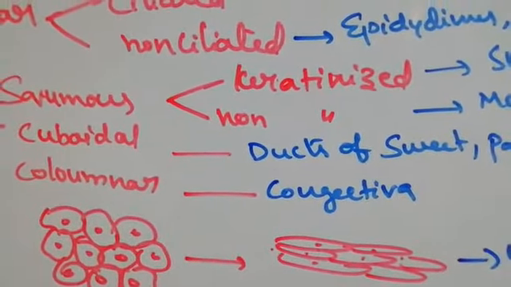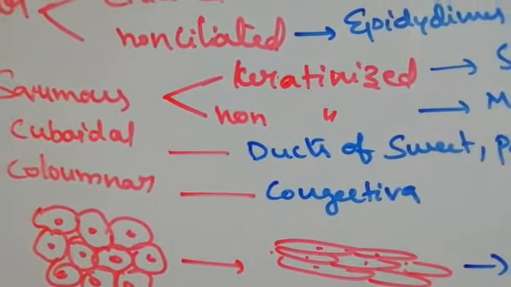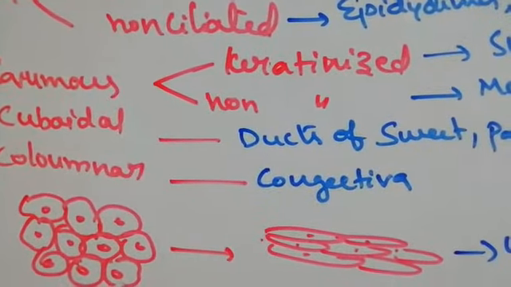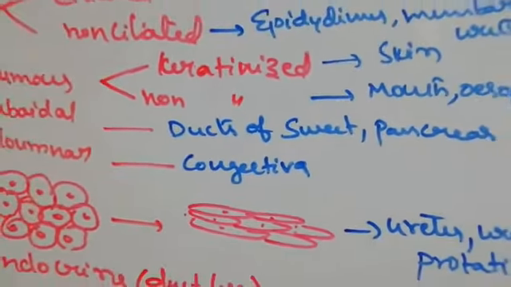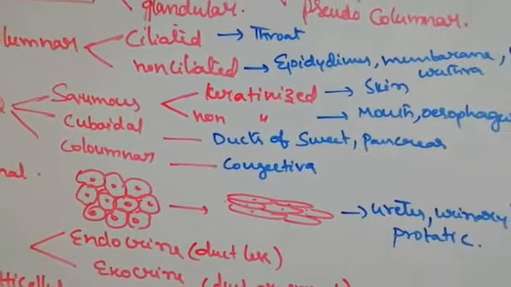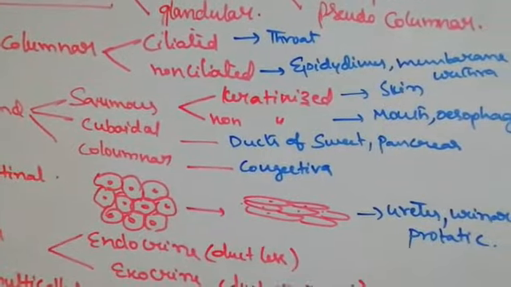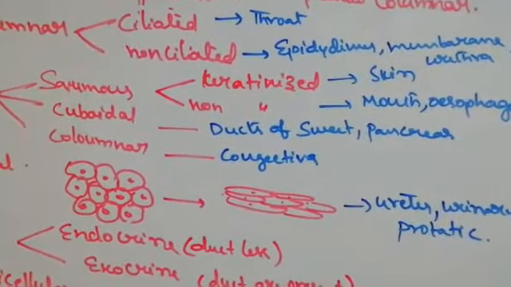The example for stratified squamous keratinized tissue is skin. Stratified squamous non-keratinized tissue is found in the mouth, esophagus, pharynx and vagina. These are examples of non-keratinized, because the mouth, esophagus and pharynx are always covered with moisture. That's why keratin dead tissue is not forming.